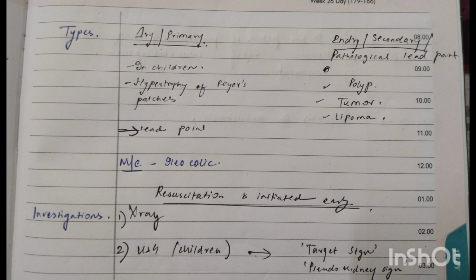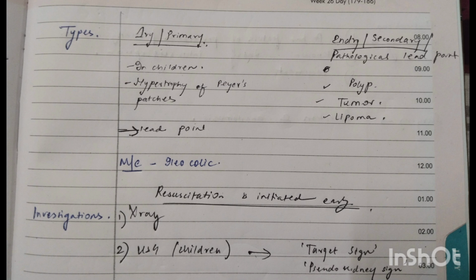There are two types of intussusception. One is the primary and the second one is the secondary. Now, the secondary one has a pathological lead point. Primary occurs in children and there is hypertrophy of the Peyer's patches. In case of secondary, there is a polyp, tumor, or lipoma.